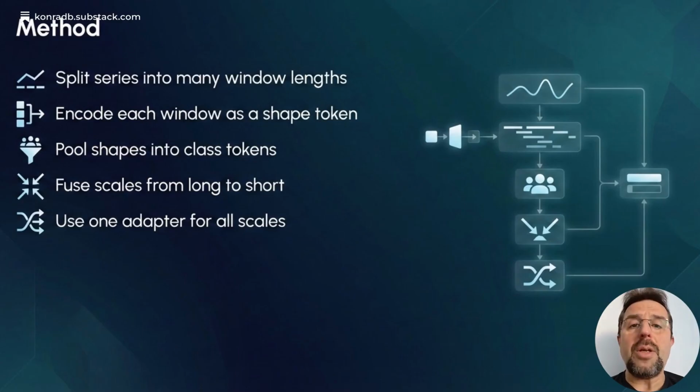So how does this work? We start with one signal and cut it into overlapping pieces of different lengths. Each piece is encoded using simple operations that capture level and change. These become shape tokens. An attention step then asks the question, which pieces matter most? Those are summed into a class token. This is done first for long windows, then refined with shorter ones. One shared adapter does all this, which keeps learning efficient and consistent.